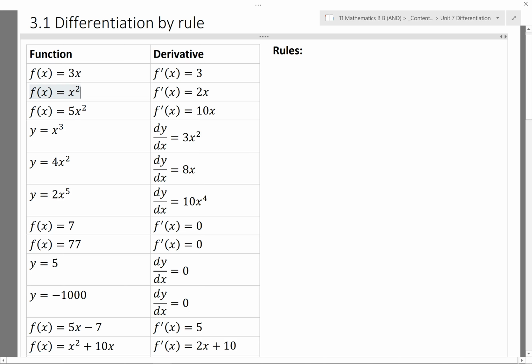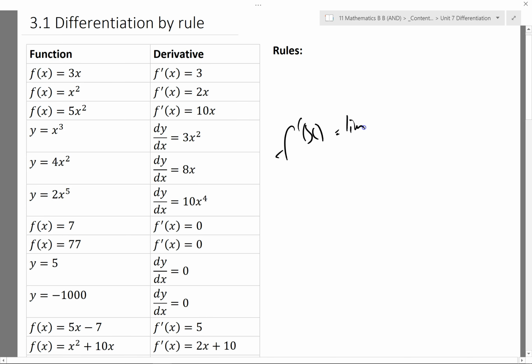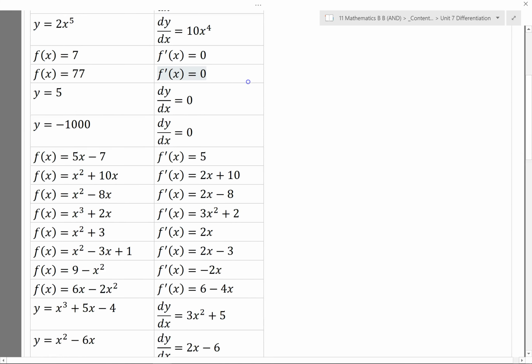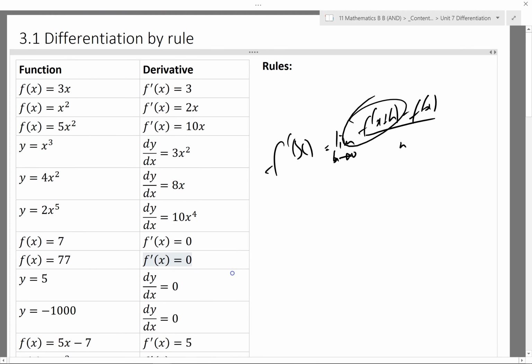The purpose of this lesson is to look at differentiating by rules. Previously we've looked at differentiating by first principles, using this nasty formula, and that takes us lots of time to do differentiation. That's the hardest part, I think, substituting in the x plus h. Here's a big table of some results of differentiation.